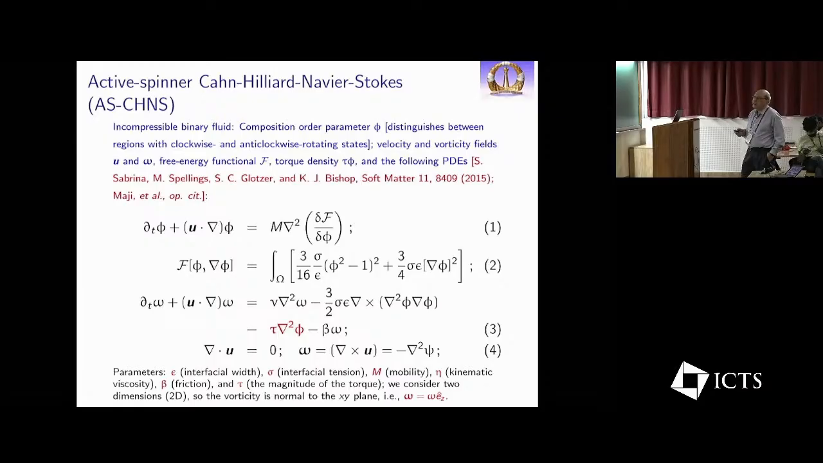So if you will take my word for it, or look up these papers, there'll be an additional term, which in 2 dimensions can be written like this, tau del squared phi. Tau basically is like the magnitude of the torque, which keeps these things spinning. And in the 2-dimensional case that I will consider, tau and omega both point out of the plane. Okay? So these are the sets of equations which we will look at.